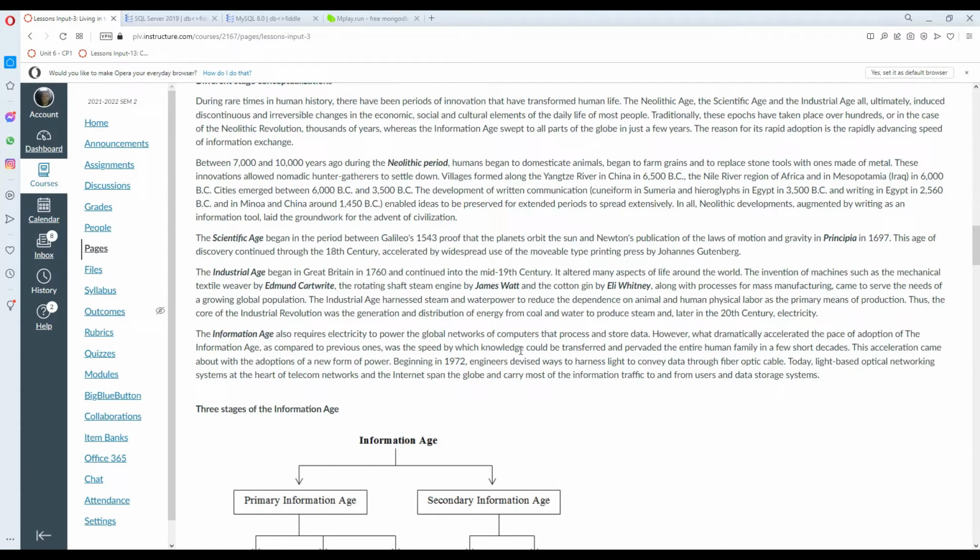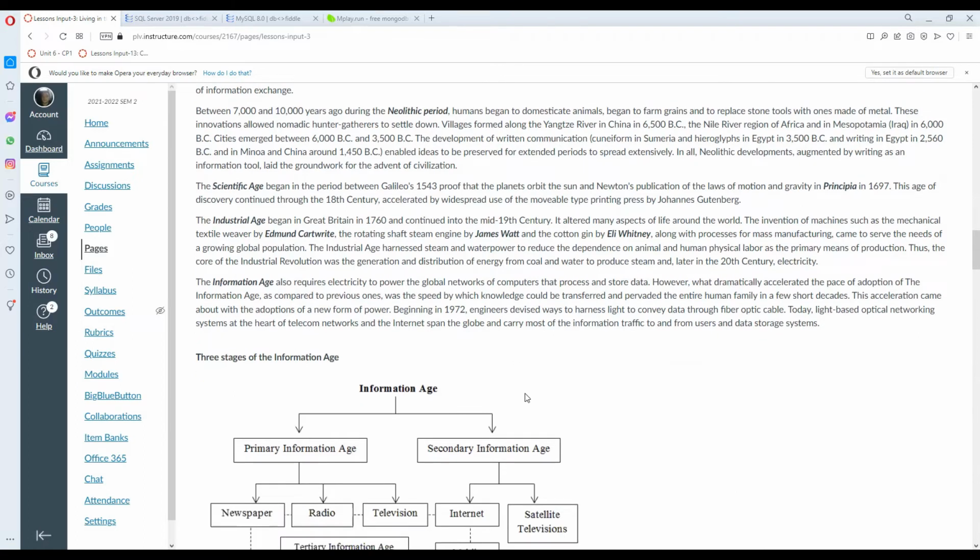Invention of machines such as the mechanical textile weaver by Edmund Cartwright, the rotating shaft steam engine by James Watt, and the cotton gin by Eli Whitney, along with processes for mass manufacturing, came to serve the needs of a growing global population. The industrial age harnessed steam and water power to reduce the dependence on animal and human physical labor as the primary means of production. Thus, the core of the Industrial Revolution was the generation and distribution of energy from coal and water to produce steam and later, in the 20th century, electricity.